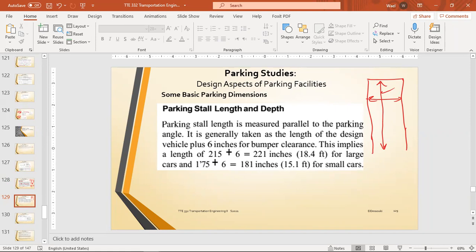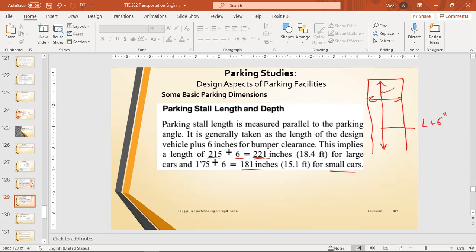It's generally taken as the length of the design vehicle plus 6 inches of bumper clearance. This implies a length of 215 plus 6 inches, so 221. We take the length of the design vehicle plus 6 inches, which is clearance for the bumpers of the car. So for large cars we have 221. For small cars we have 181.